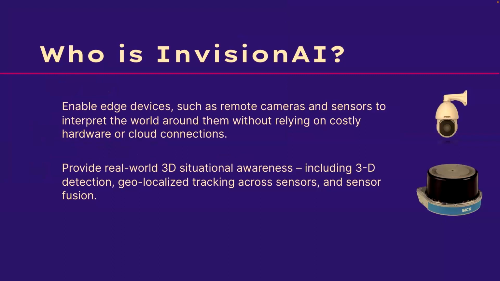InvisionAI enables edge devices such as remote cameras and sensors to interpret the world around them without relying on costly hardware or cloud connections. They provide real-world 3D situational awareness, including 3D detection, geolocalized tracking across sensors, and sensor fusion.